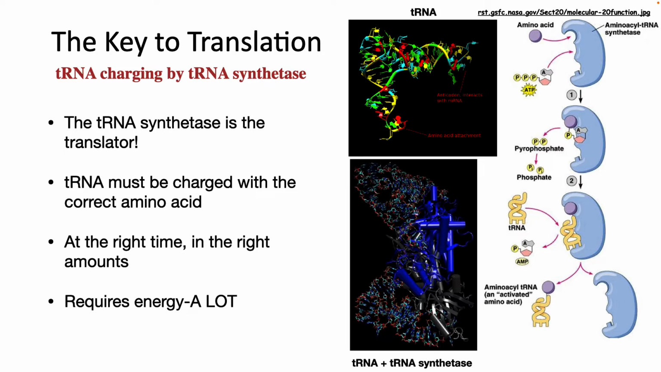This process is critical. These enzymes must charge the tRNA with the correct amino acid at the right time and in the right amount. The cell does not want too much charged tRNA because that's wasteful, and too little would slow down protein synthesis. Also notice this process requires a lot of energy, 1 ATP per tRNA charged. And this ATP is reduced to AMP, so it's actually costing you 2 phosphate bonds.